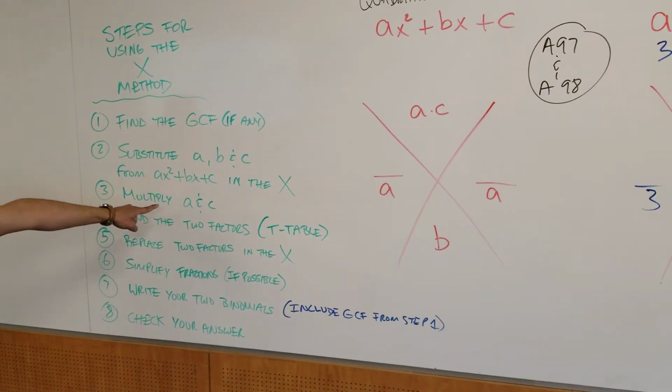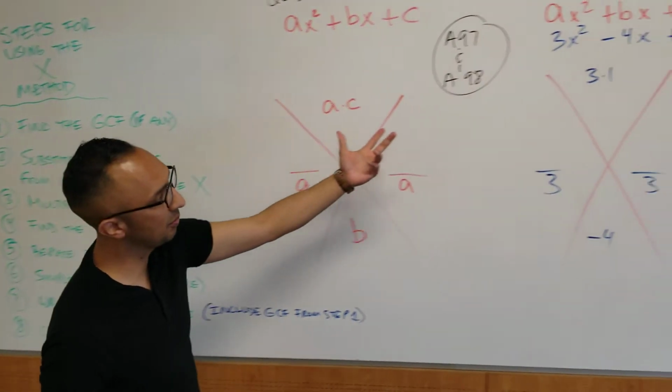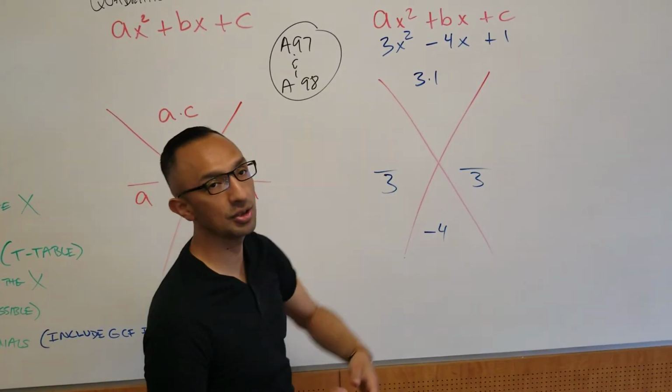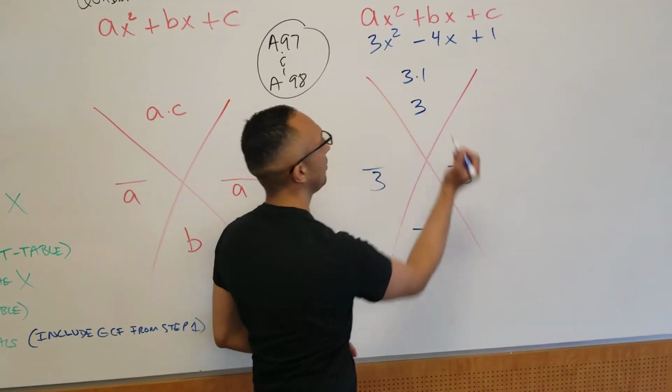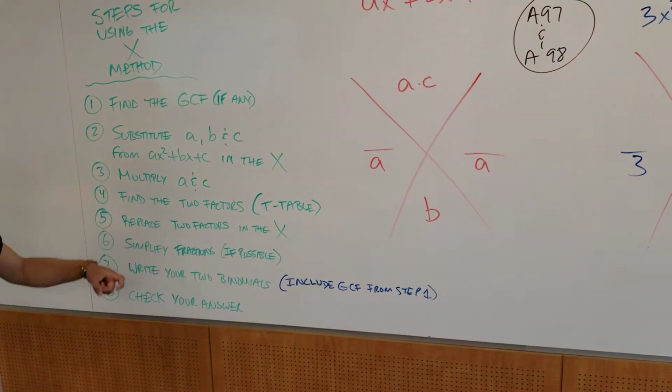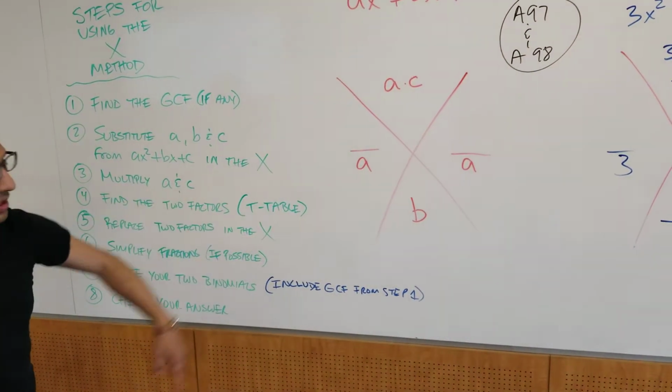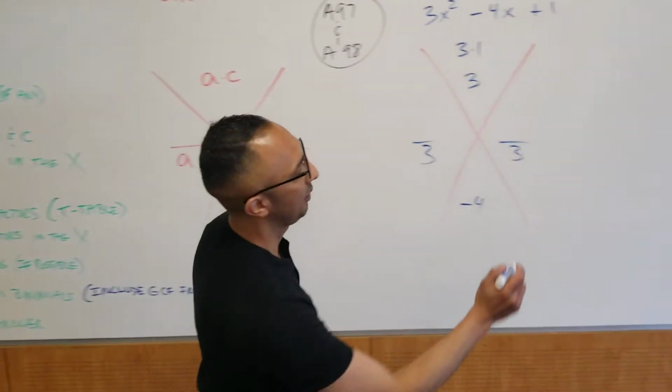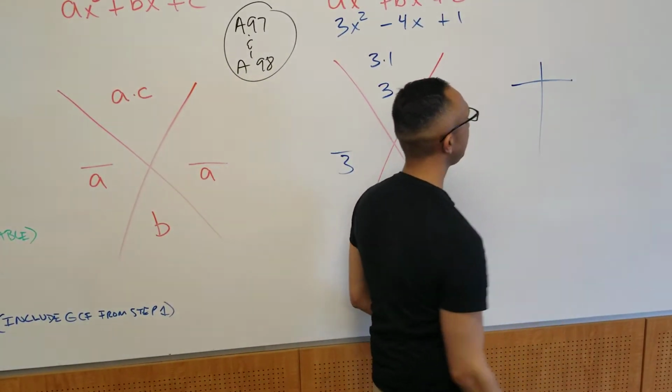Step number 3 says multiply A and C, so I go back to my x. They're telling me to multiply those two. 3 times 1 is 3. Done with step number 3. Going to step number 4, it says find the two factors. Use the t-table. Here we go. We're going to create our t-table.